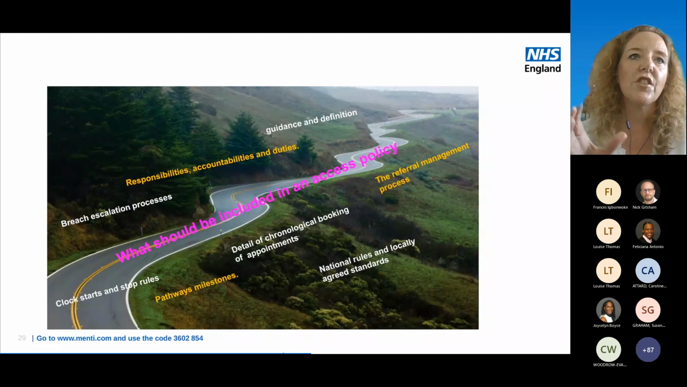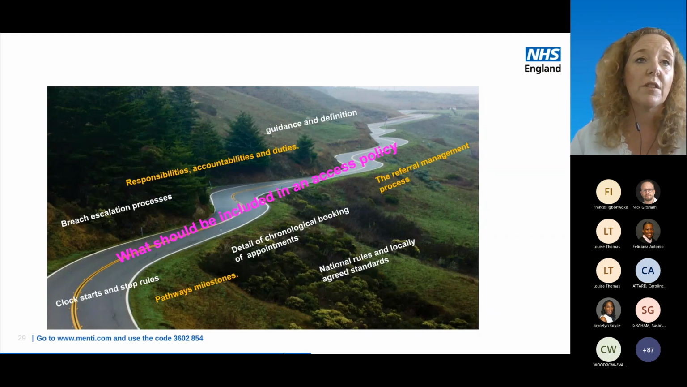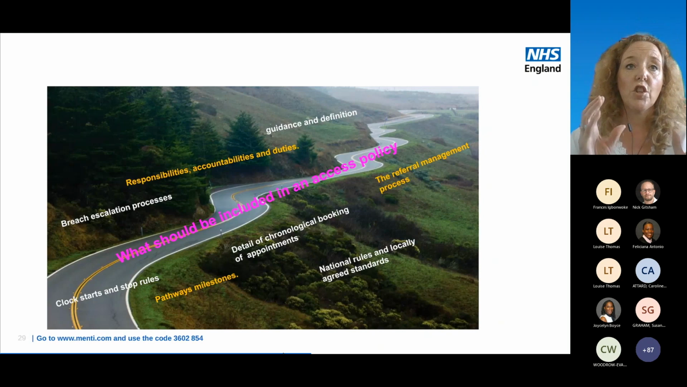So there are some essential elements that need to be included in an access policy. To start with, the policy needs to provide an introduction to the overarching principles and state the commitment to patients. It should include details on how it was developed and with whom, and the details of its purpose. The purpose section should state why the policy has been written, making reference to the NHS Constitution and the national waiting time standards.